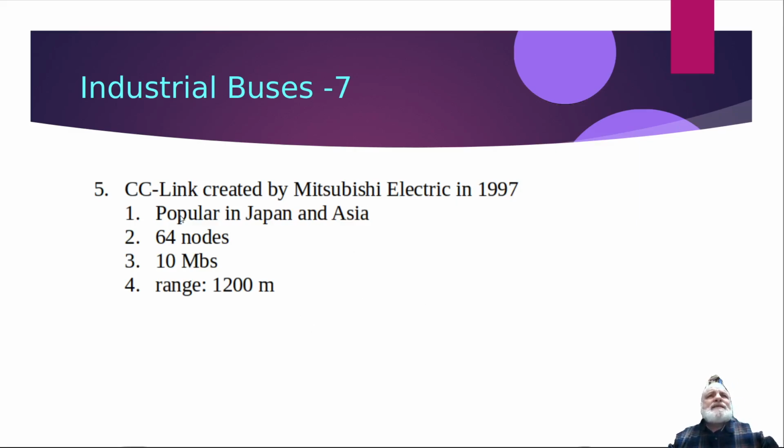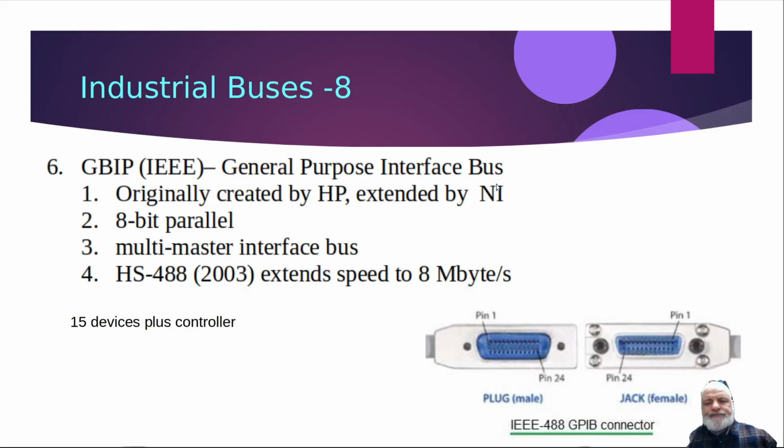Some other buses I'll just mention quickly. There's something called CC-Link. It was good for about 64 nodes, created in 1997. There's GPIB, which stands for General Purpose Interface Bus. It was created by National Instruments, and it's used quite a bit for instrument-type things, like meters. It allows you to collect data from systems so you can monitor them, and you can actually control them with it also.